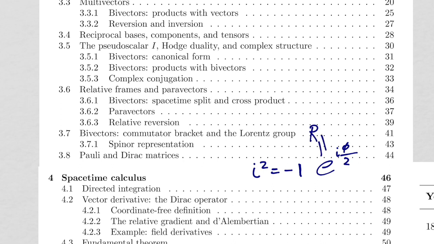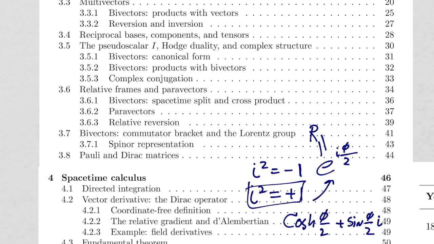But strangely enough, there are bivectors in the spacetime algebra that square to +1, and that will make things extremely different. You can still write it in exactly this form, but the breakdown is hyperbolic cosine of phi over 2 plus a hyperbolic sine of phi over 2 times I, where I squared equals +1. And this will correspond ultimately to the Lorentz transformations that we call boosts.